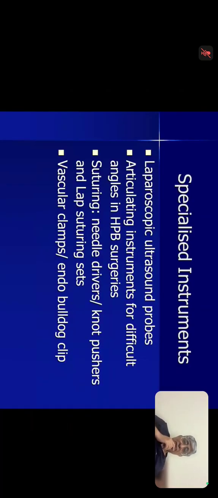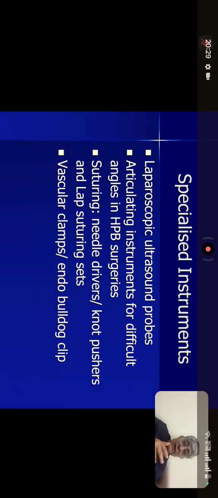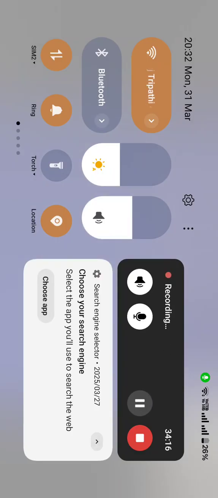Then we have the specialized instruments, which include the laparoscopic ultrasound probes and articulating instruments for difficult angles. You have a variety of probes and things which can retract, the gold finger and all the other retractors that you can use. For suturing, you need to be familiar with the use of a Foley.